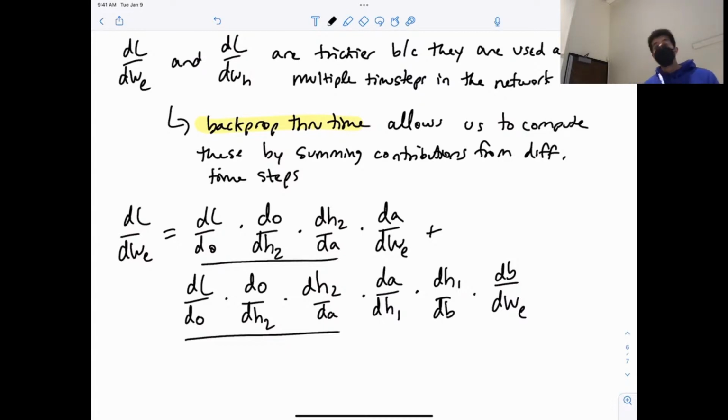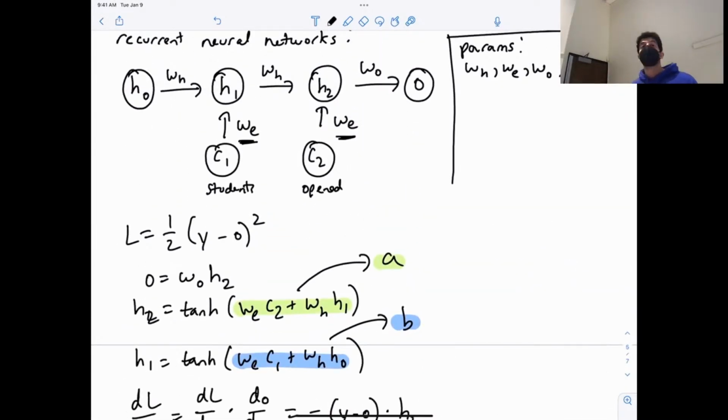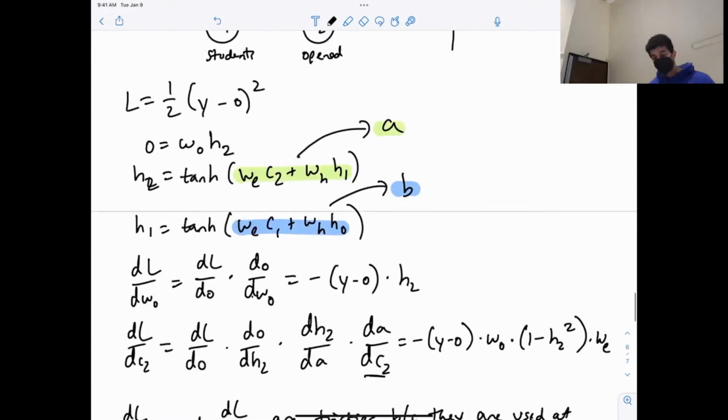So I'm going to compute the derivative for W sub E when it's used at time step 2. And then when I've computed all my derivatives at time step 2, I'm going to take a step back and add the contribution from time step 1 of W sub E's derivative to what I computed at time step 2. And I can do this for as many time steps as I have in my input sequence.